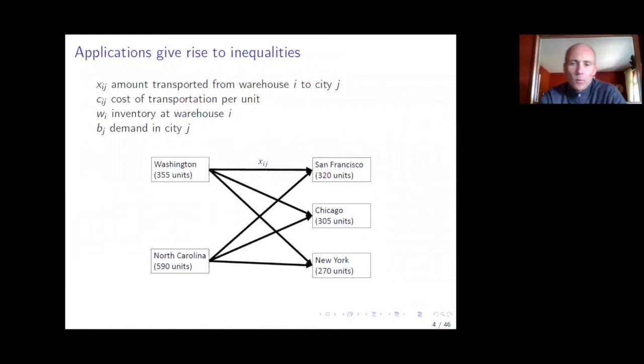Okay, so what happens maybe around the middle of last century was that inequalities became more and more important in various applications. Think about, for instance, some sort of logistics problem. I have some warehouses, maybe a warehouse in Washington State and one in North Carolina. These two warehouses have certain inventory, and we're going to supply 3 cities, San Francisco, Chicago, and New York, with various numbers of units that are demanded in these cities. So now there's an inequality because we cannot go beyond the number of units that we have in the warehouses, although we don't have to use up all of them. And this can also be formulated as an optimization problem.